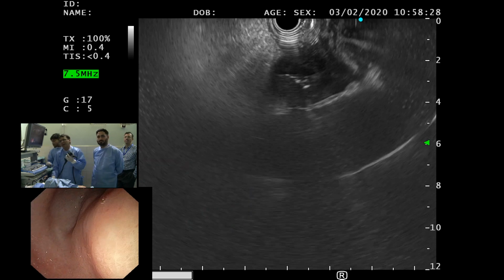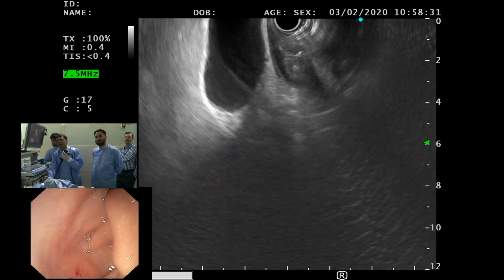And look at that area, even in the antrum, lot of inflammation there.